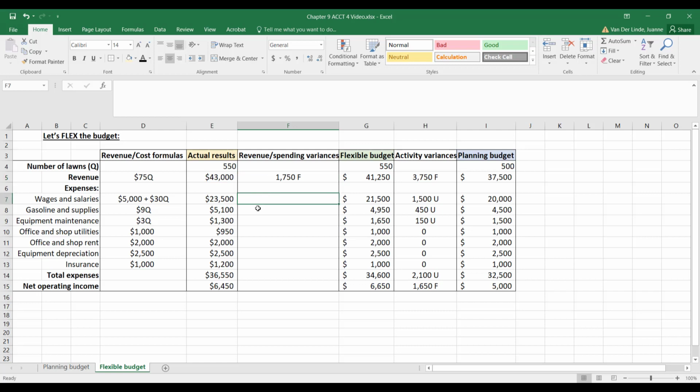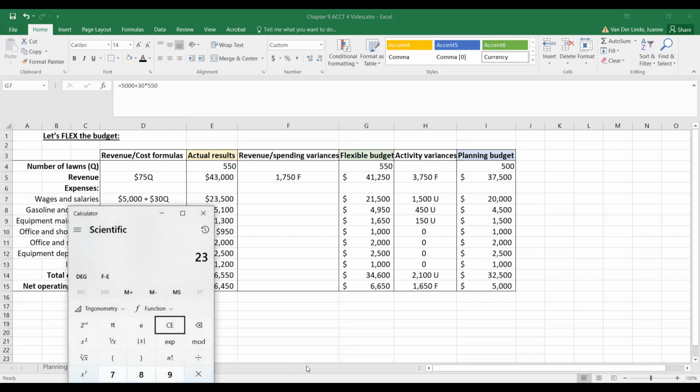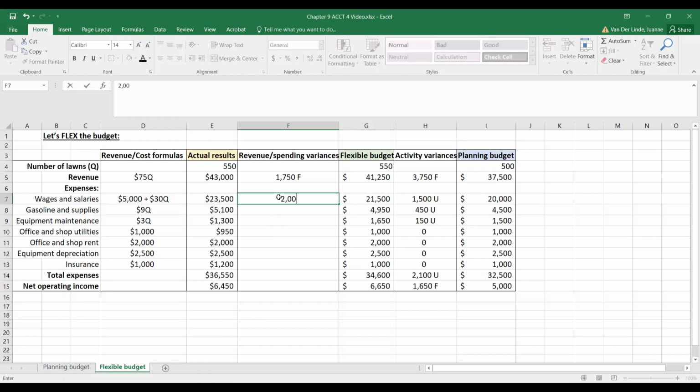But now we have to calculate our spending variances. So with wages and salaries, we ended up spending $23,500, but we should have only spent $21,500. So let's compare the actual wages and salaries cost of $23,500 to what it should have been at $21,500. So that's a variance of $2,000, and specifically, a spending variance of $2,000. We spent $2,000 more on wages and salaries than we should have. Now, is that favorable or unfavorable? Well, that's going to be unfavorable when it comes to costs, because anytime you spend more than what you should have, that's going to be unfavorable.